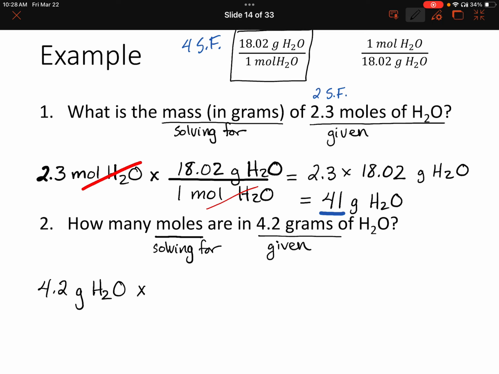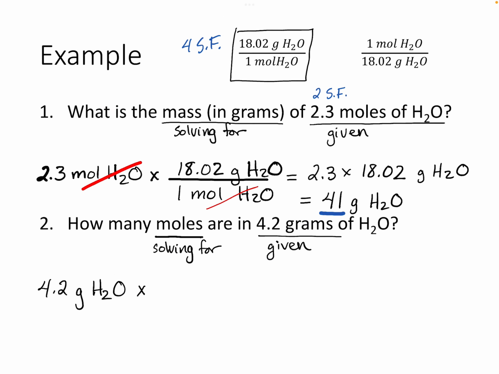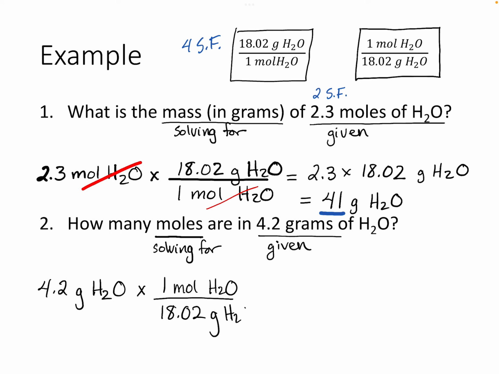And like we saw earlier, if we're solving for moles, then that means we want to divide by the molar mass. So we're going to flip our conversion factor. So that means we're going to use this conversion factor up above on the right. So 1 mole of H2O will go in the numerator, and 18.02 grams of H2O will go in the denominator.